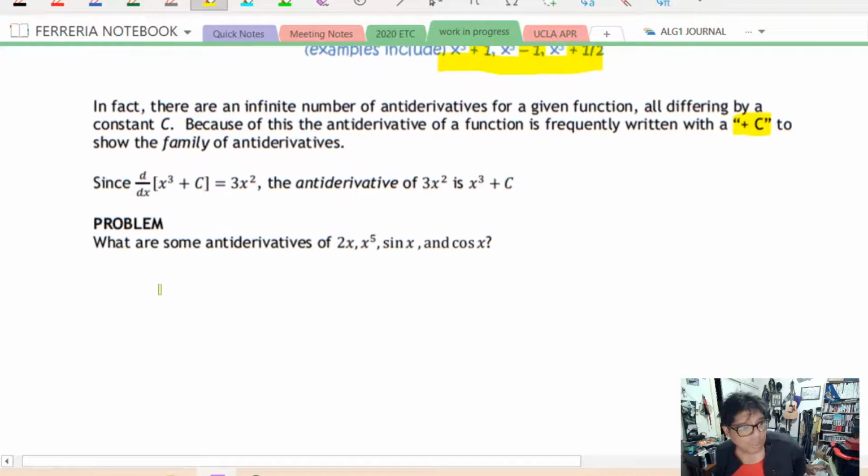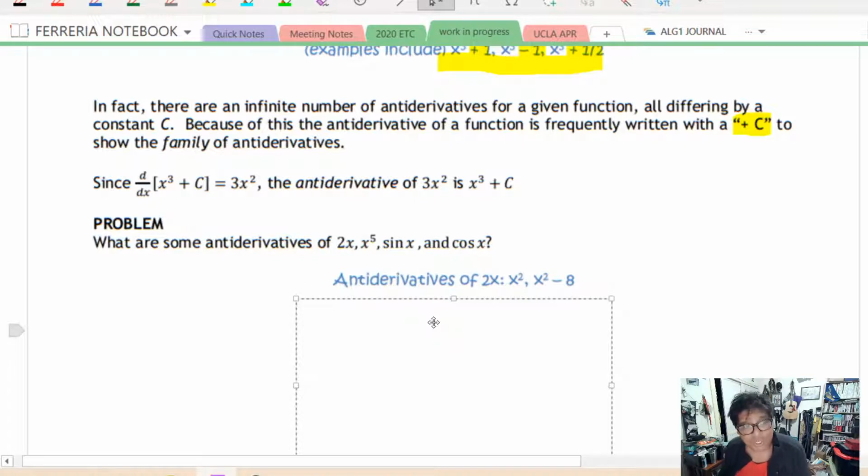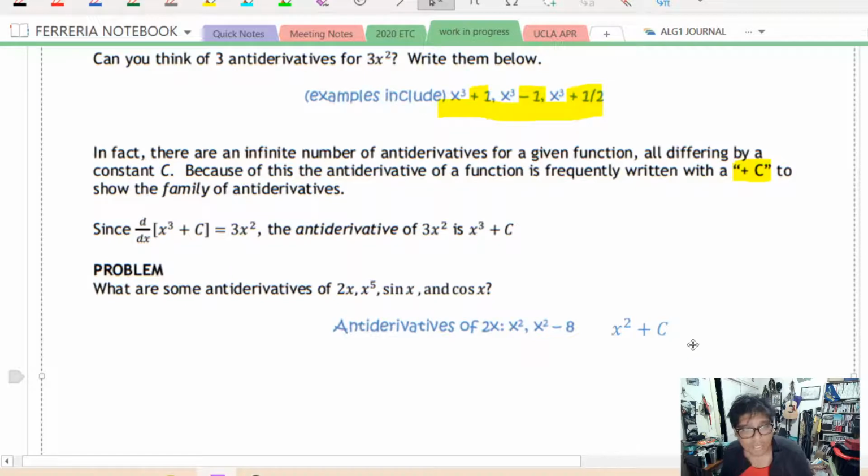Okay, so what are some antiderivatives of 2x? Well, how about this? Some antiderivatives of 2x: x squared definitely is one. But what about x squared minus 8? Yeah, that's definitely also an antiderivative. And if you wanted to write this down, you would write that the antiderivative is x squared plus a constant c.